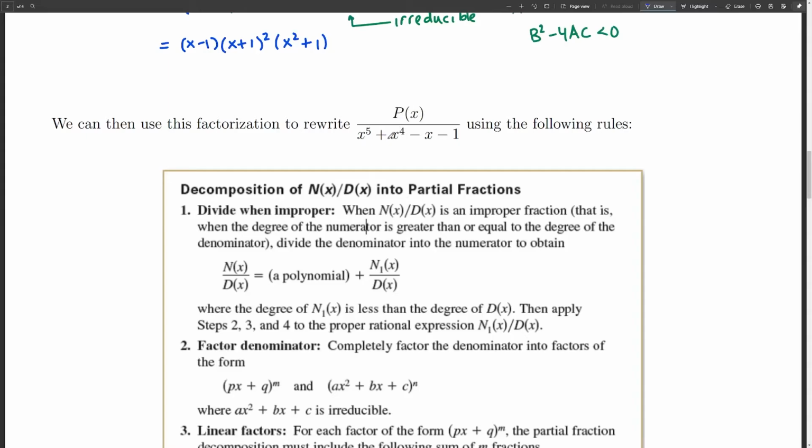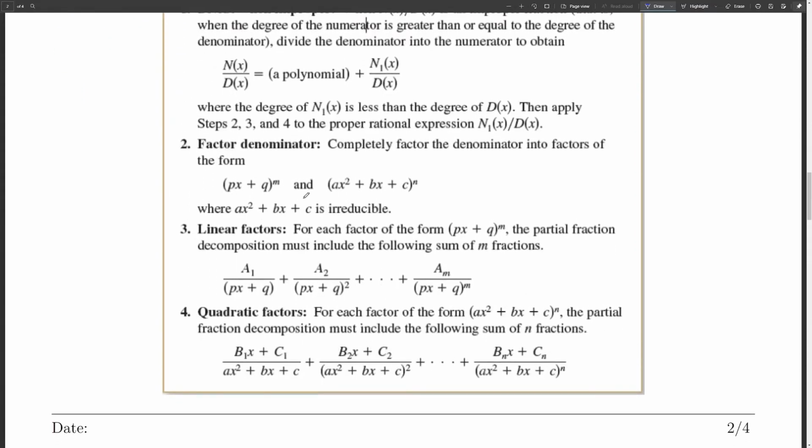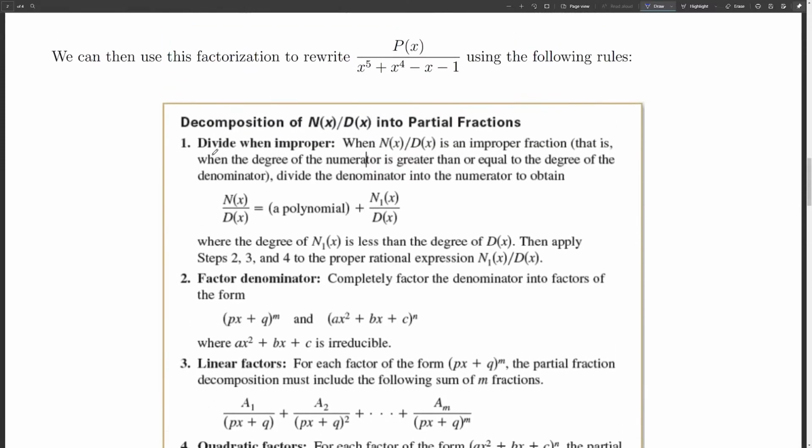So if the part that's on top has a degree that's greater than or equal to the degree of the denominator, we have to perform a long division, and that will split our fraction up into a polynomial and then a part where the numerator has a degree that's strictly less than the degree of the denominator. So in our example, with p of x over x to the power 5 plus x to the power 4 minus x minus 1, that polynomial has to have a degree of 4 or less.